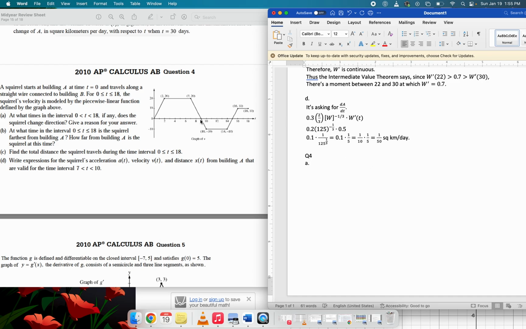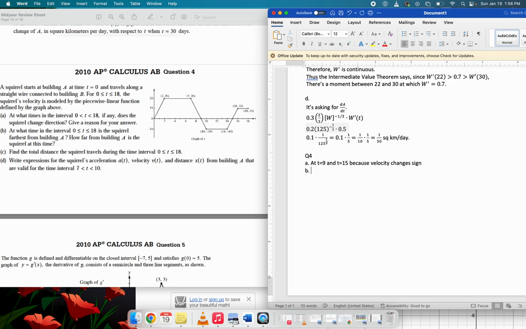Changing direction just means that the velocity function changes sign, between positive and negative. So it looks like it changes sign at t equals 9 and t equals 15, because velocity changes sign at those times. I think that's it. Part B, at what time in the interval 0 to 18 is the squirrel farthest from building A? And how far from building A is the squirrel at this time? Pretty interesting.